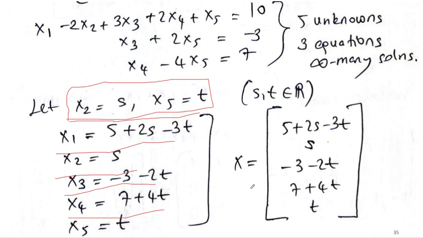And we can represent this solution of x in vector notation, where we have the coefficients 5 plus 2s minus 3. This is x1 in the first location, and then we have x2, x3, x4, and x5.